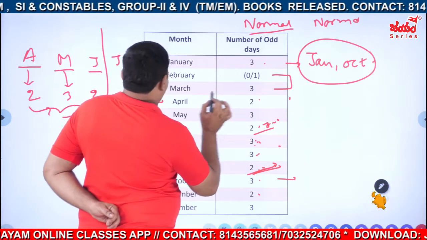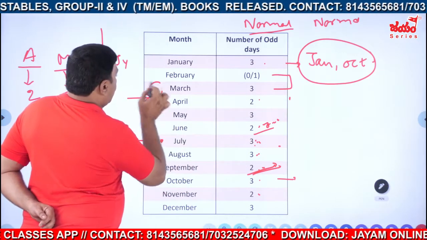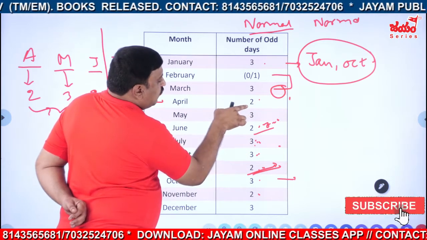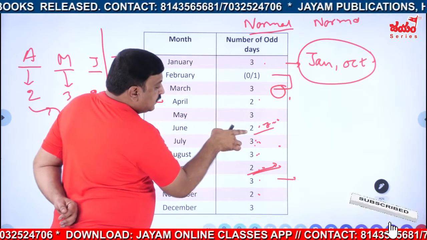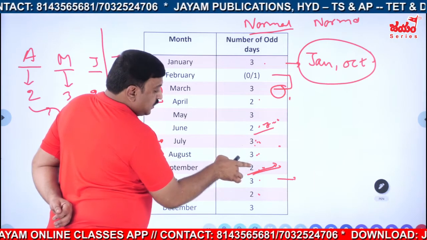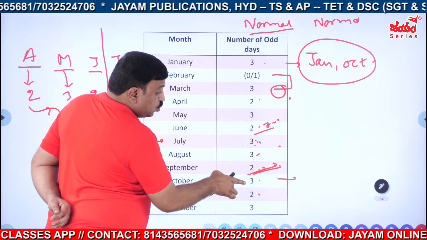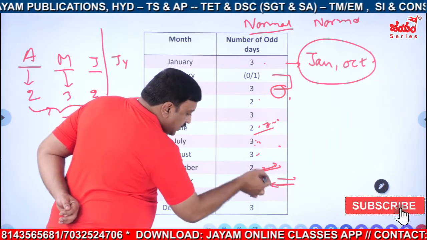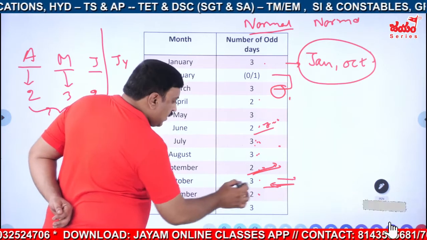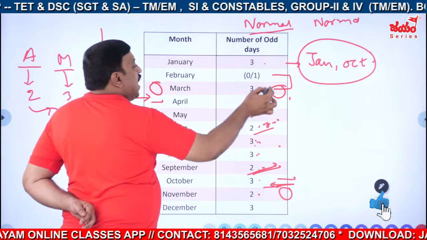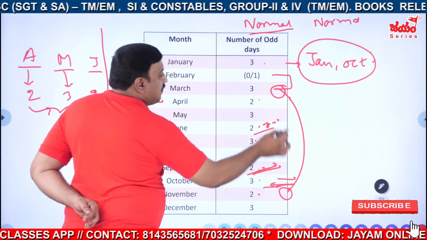I'm starting with March, which means I'll put a circle around it here. 3, 5, 8, 10, 13, 16, 18, 21. We got 21 up to here. 21 means what is the next month? That means October is over. What is the next month? November. So that is definitely March and November resemble the same.